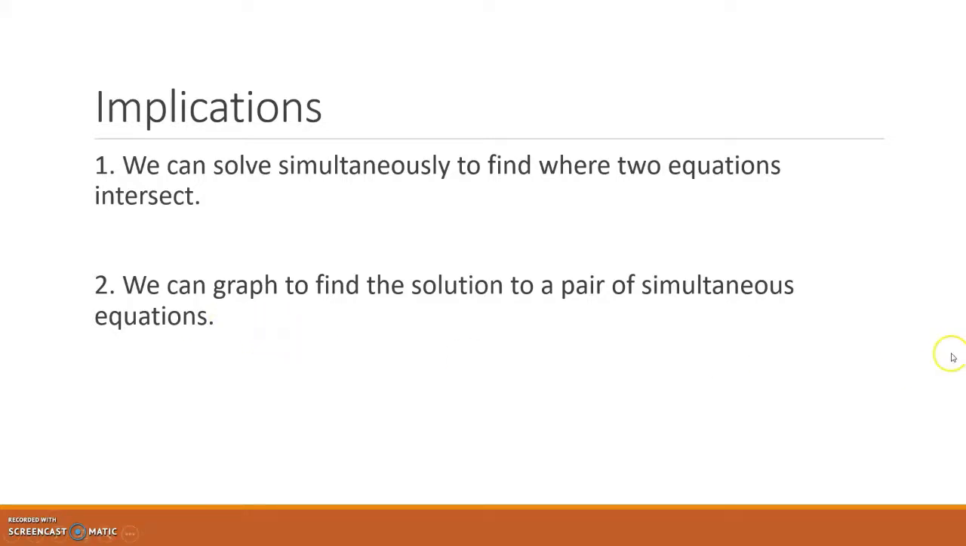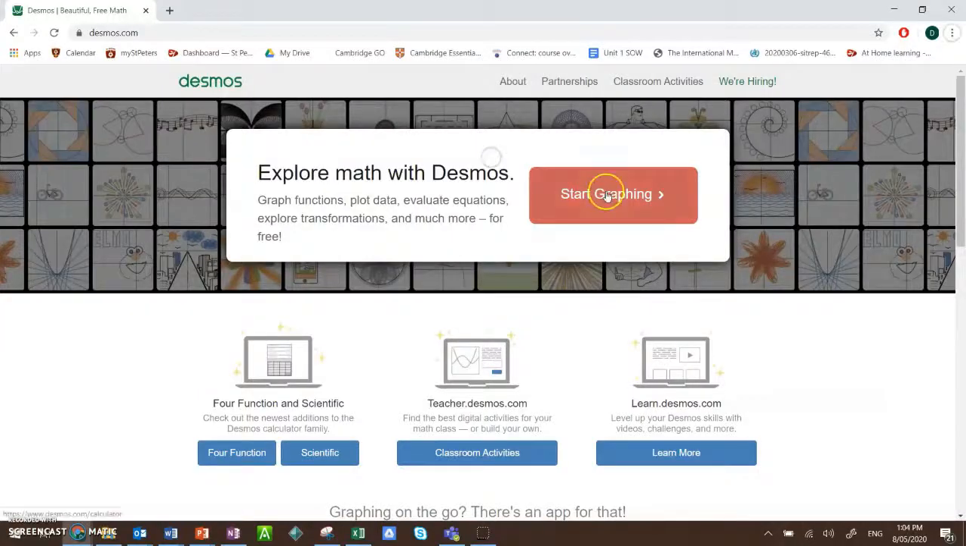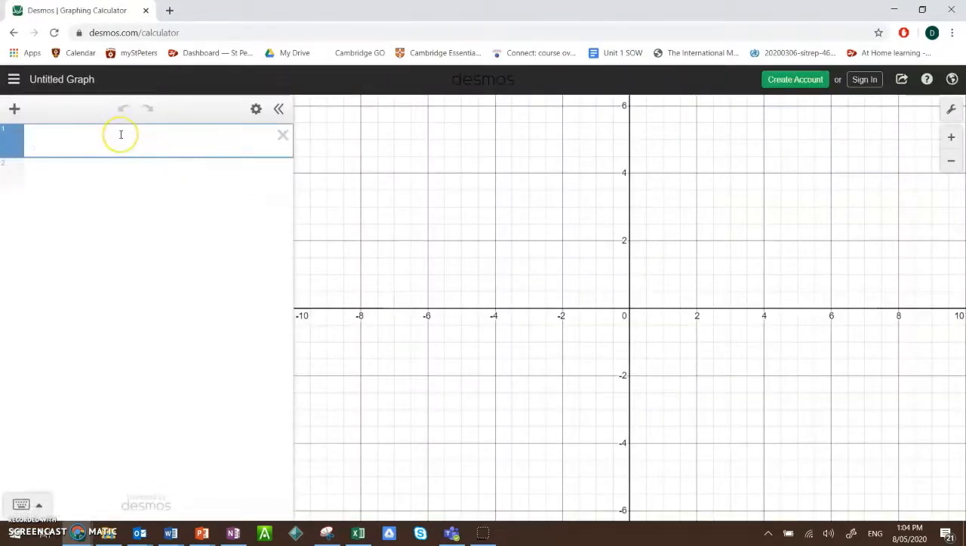So we'll take a look at an example now. This says when simultaneous equations are graphed, the coordinates of the point of intersection give us the simultaneous solution. That's the fact that I just told you. So let's take a look at an example here. I've got y plus 2x equals 5. If I just Alt-Tab to Desmos, I can type in y plus 2x equals 5.